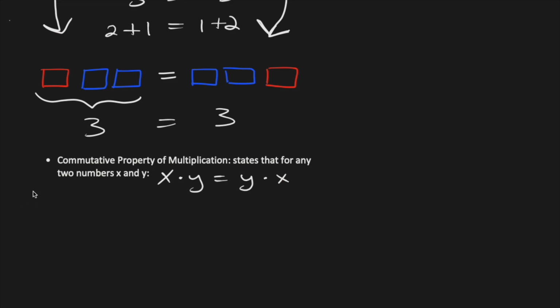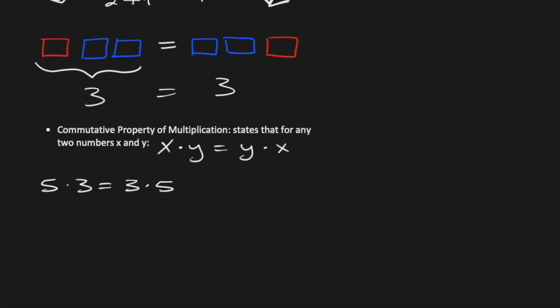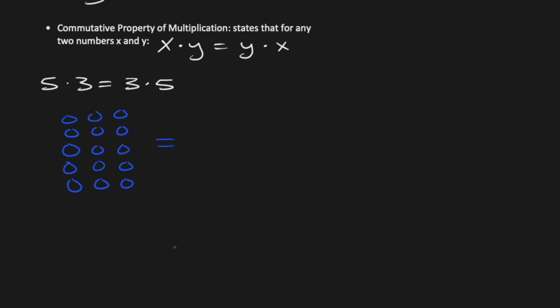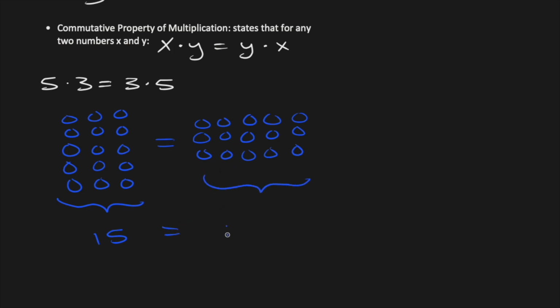An example of this is 5 times 3 is equal to 3 times 5. Just to give you an illustration, if we have 1, 2, 3, 4, 5, 3 times, it is equal to, let me bring that down, 1, 2, 3 times 5. So we know that here we have a total of 15 circles, and here we have a total of 15 circles.